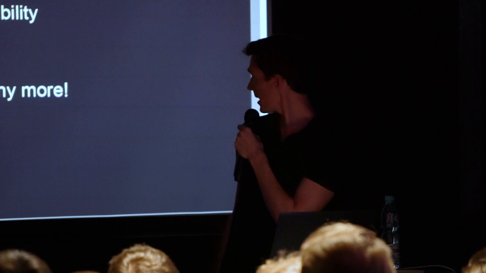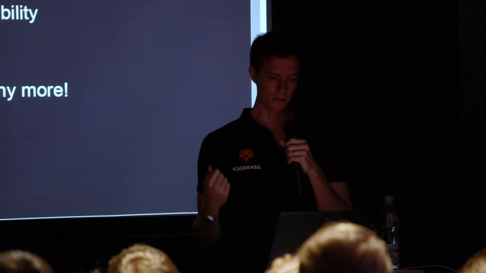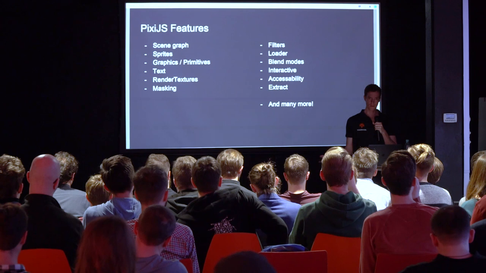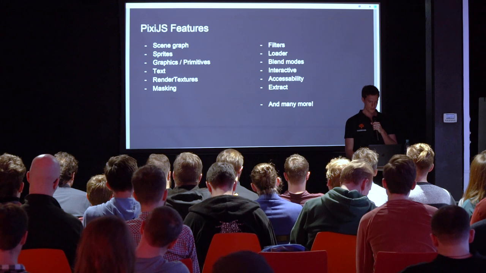The other feature we have is extract. There's a function in the renderer where you can just go renderer.extract, and you can give it anything, a render texture or a container, and it will return you an HTML image, or a base64 string, or a canvas, or pixel data, or whatever format you need it in. That's really handy for, say you're making a creator and someone paints a lovely picture, you can extract it, and then you have that picture and you can save it to a database, email it to someone, do whatever you want to do there. Cool, so there are the headlines.